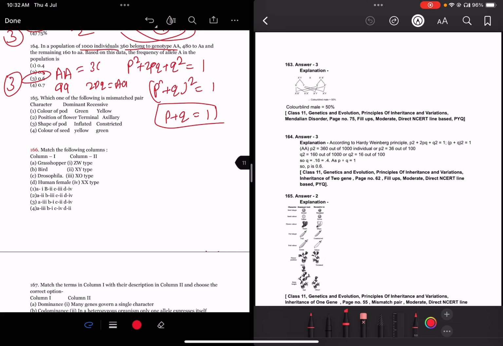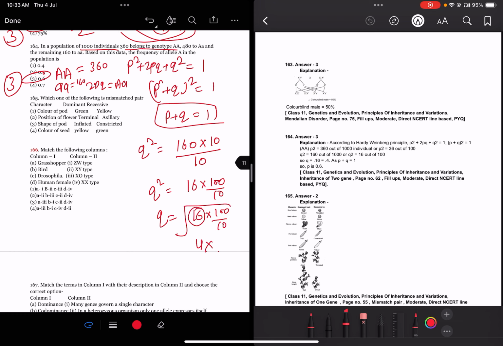p² is equal to 360, q² is equal to 160. So q² here is 160. If I multiply from above and below, is there any change? No change. So q² is equal to 16 by 100 multiplied by 10. When I remove the square, from 16 there is 4, and this one is equal to 0.1.